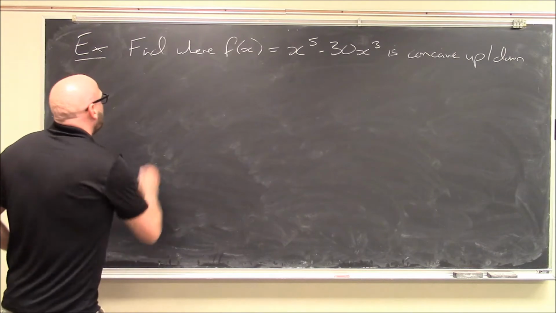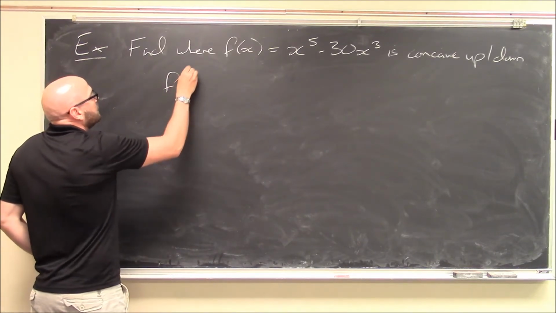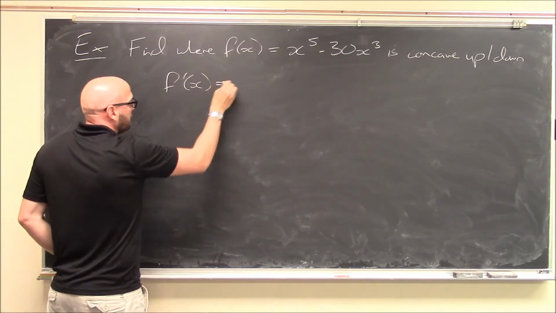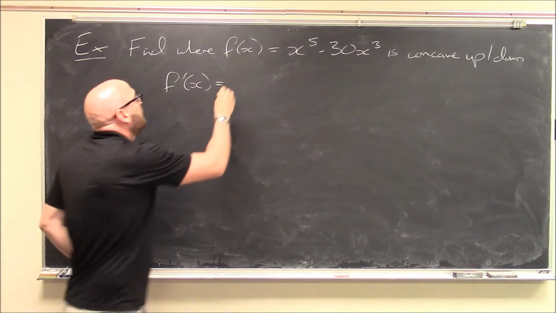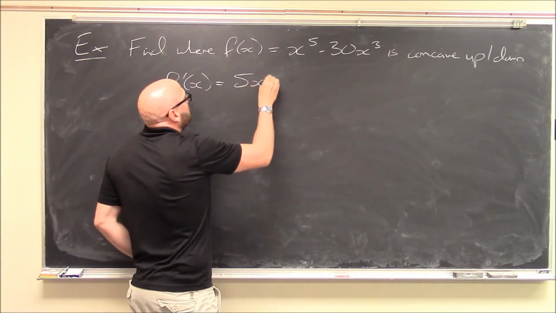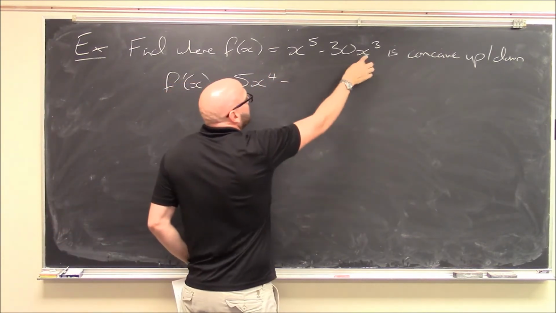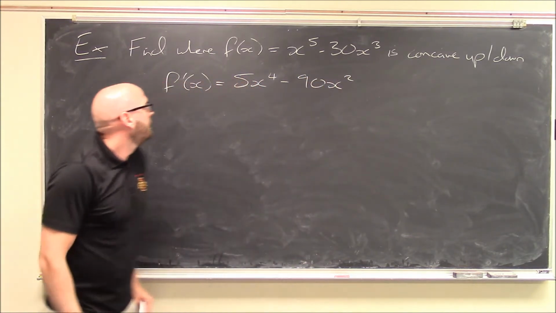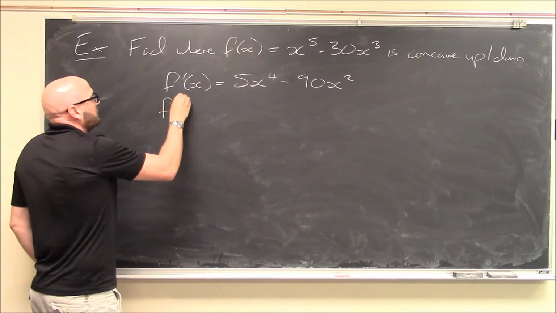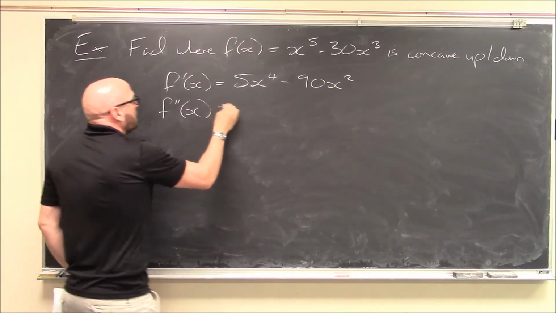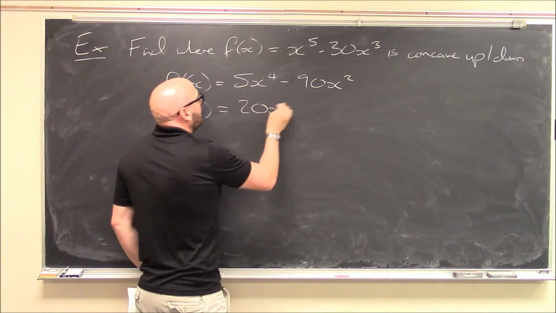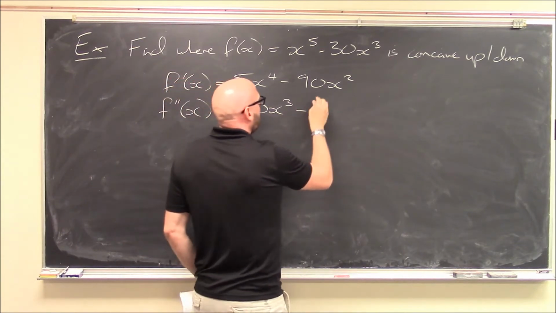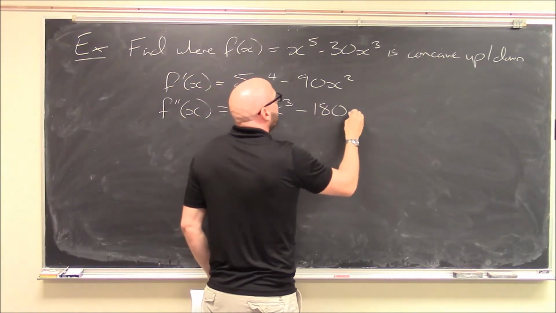Okay, so what do I want to do? I want to take the second derivative. So to do that, I need to first take the first derivative, f prime of x. That will be 5x to the fourth minus 30 times 3 is 90 x squared. And then I want the second derivative, so we just differentiate again. f double prime of x is 20x cubed minus 180x.